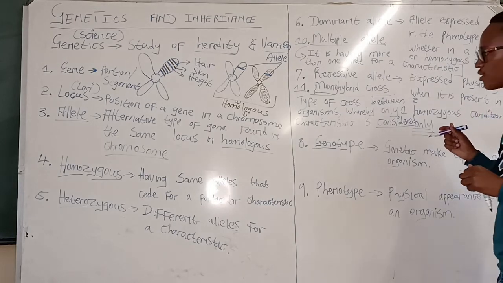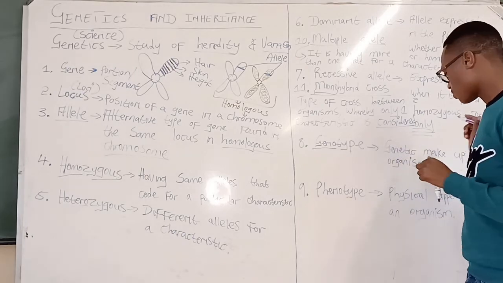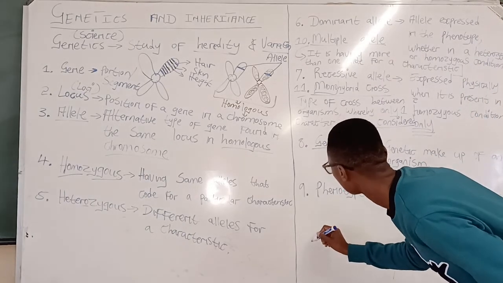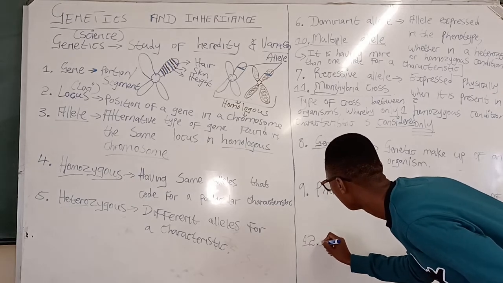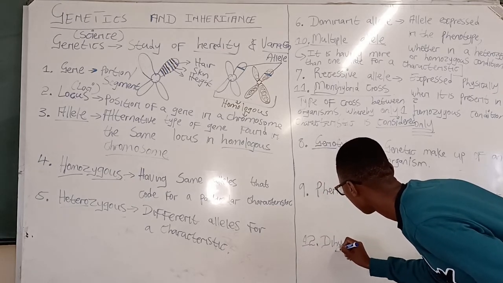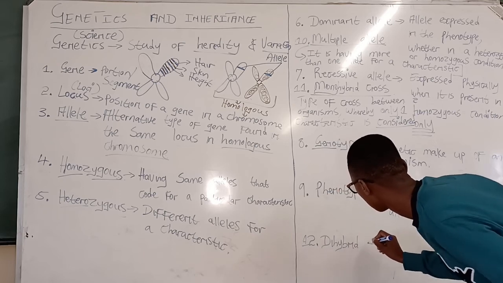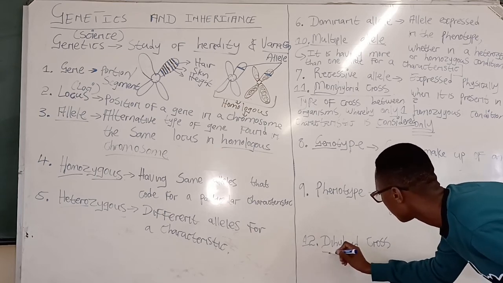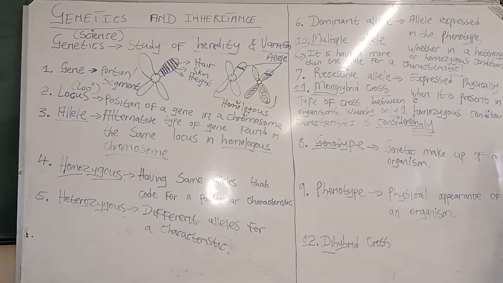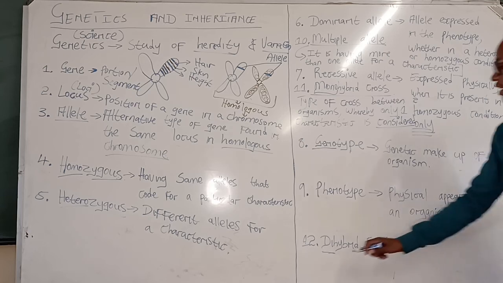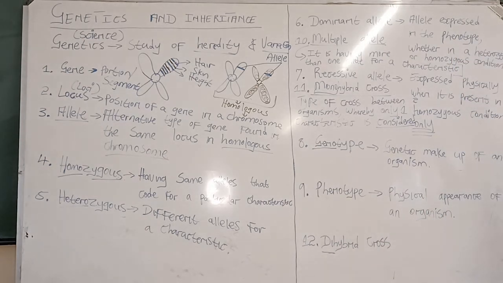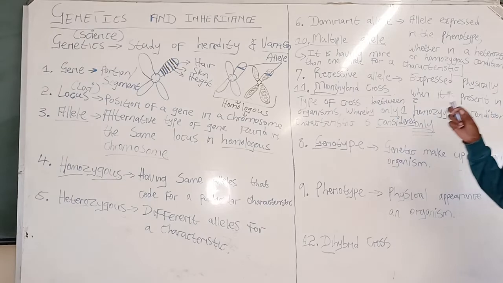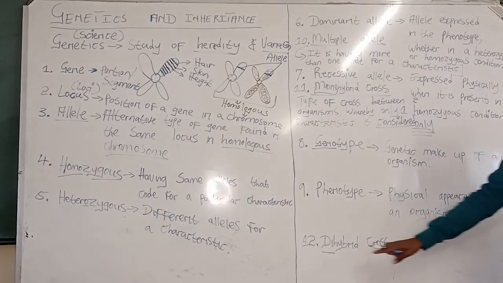And then we have the last one, called the dihybrid cross. So the dihybrid cross is going to be number 12. As you can see there, it has the prefix di. Di means two. So in this type of cross, we're going to focus on two characteristics. Here in the monohybrid cross, we focus on only one characteristic. Here we're going to focus on two characteristics.